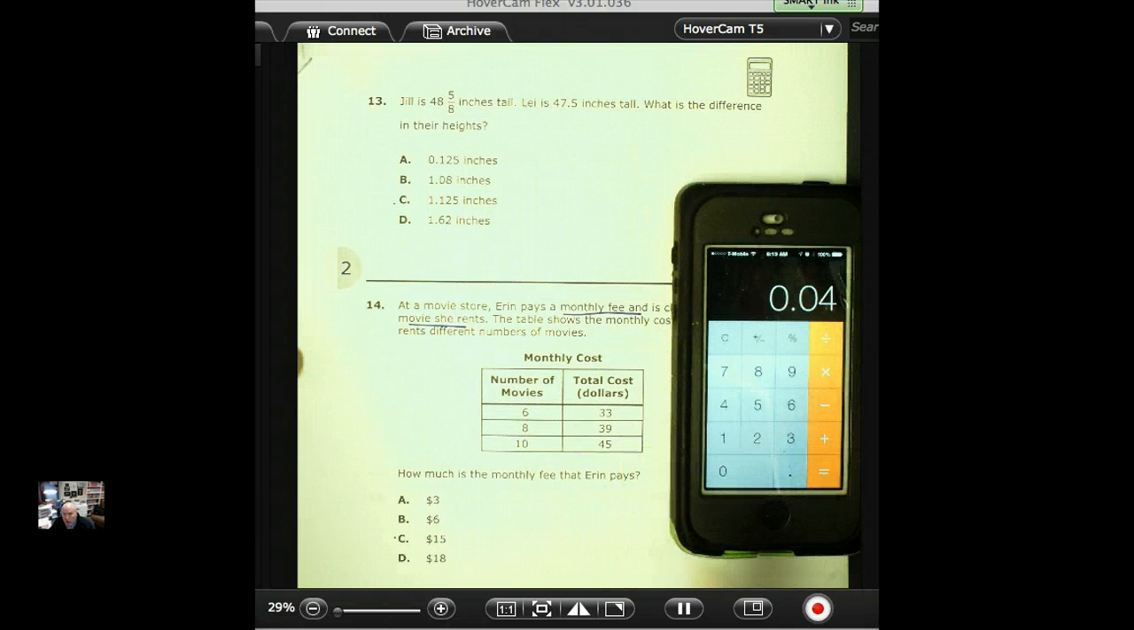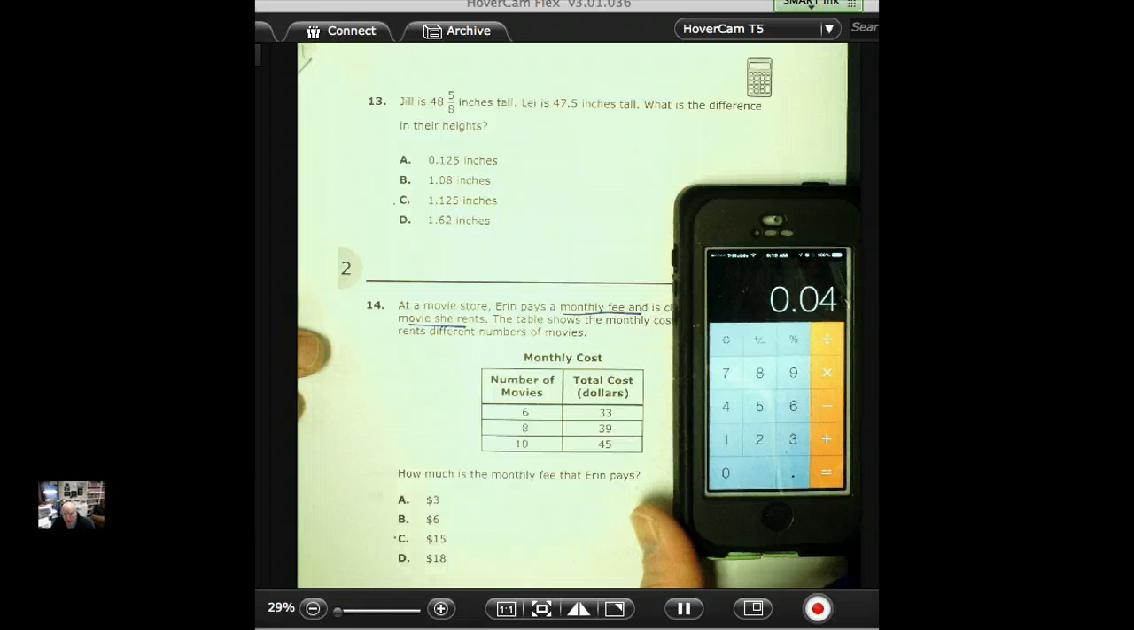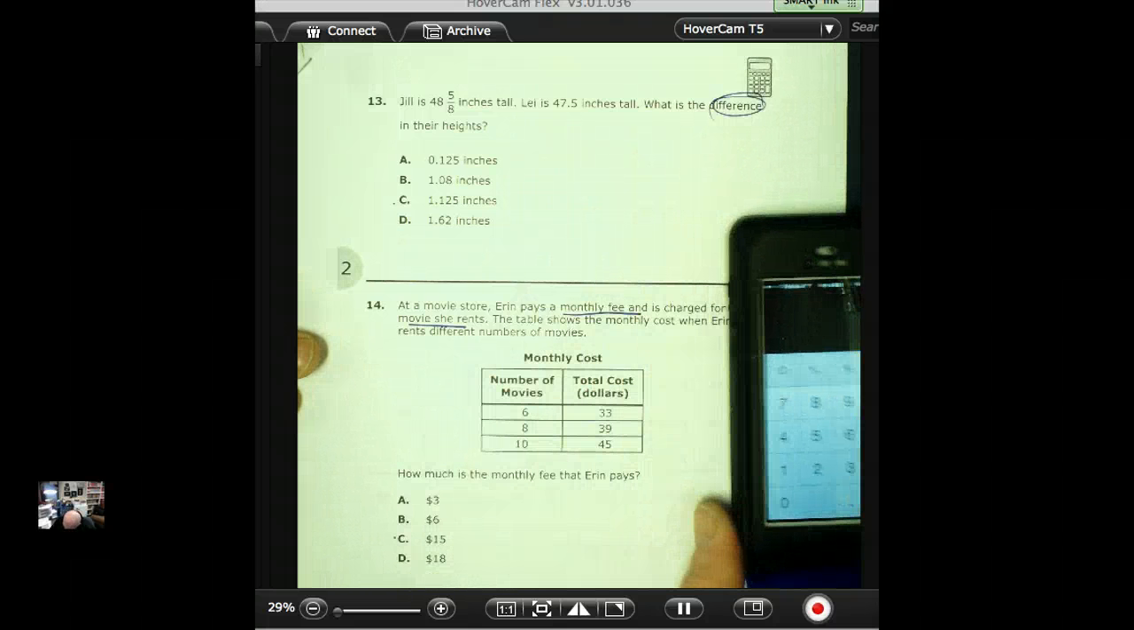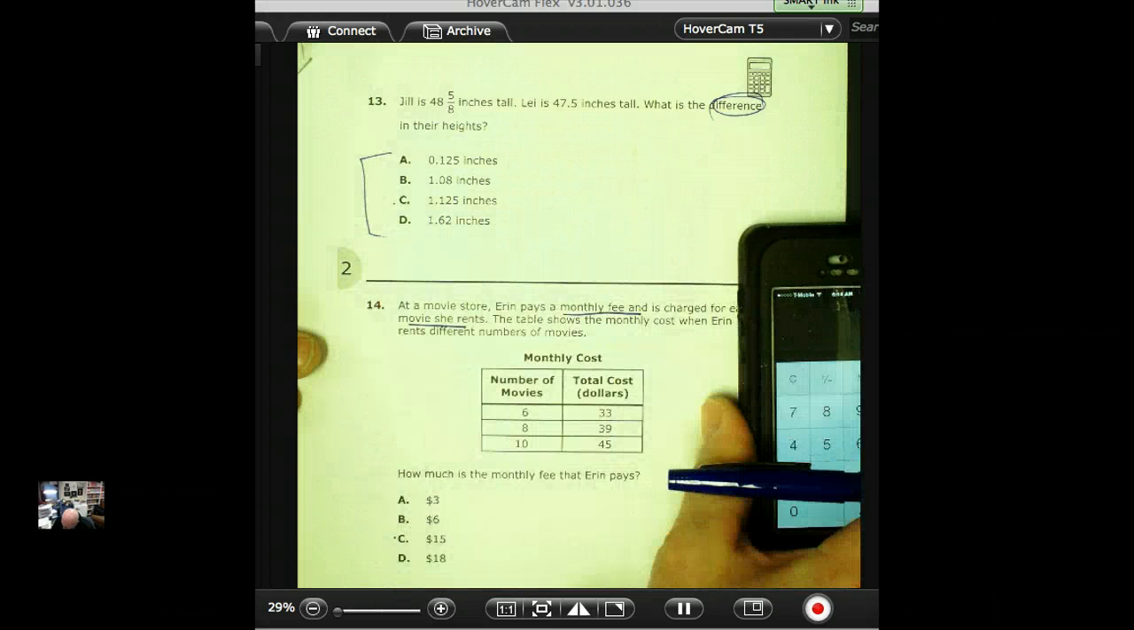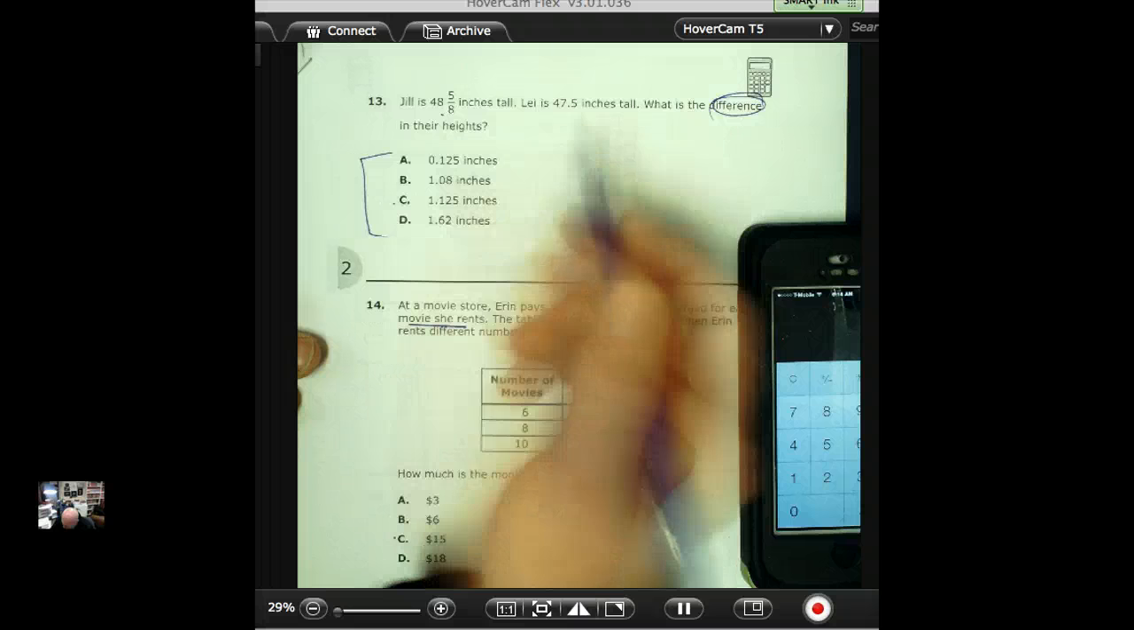Okay, Jill is 48 and 5/8 inches tall, and Leah is 47.5 inches tall. What is the difference in their height? We're looking for difference, so that's a subtraction word. All my answers are in decimals, and I've got a mix of fractions and decimals, so I'm going to have to convert to decimals.